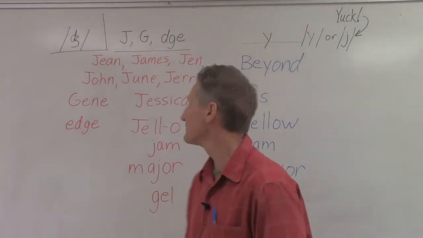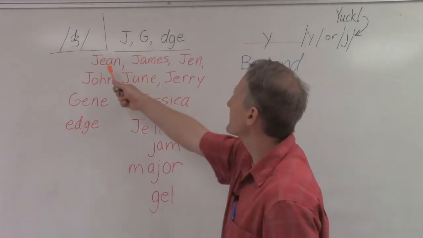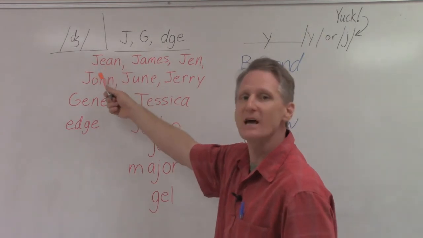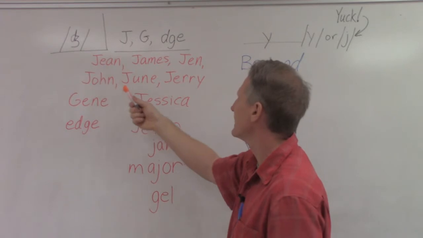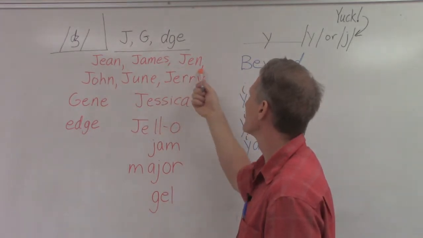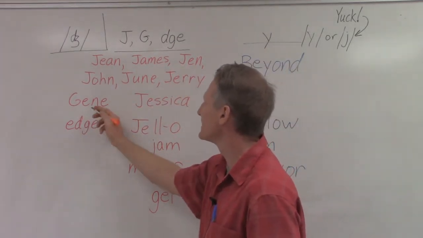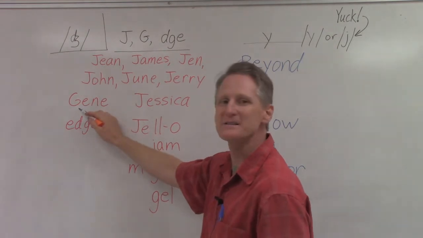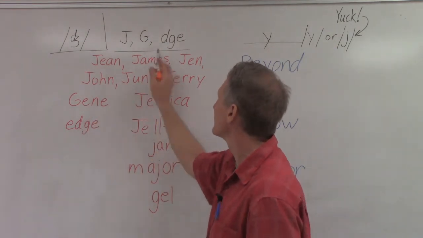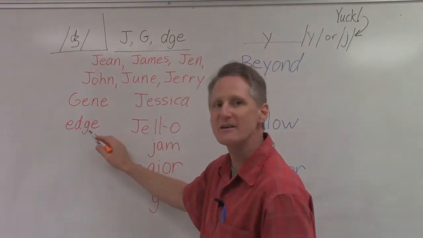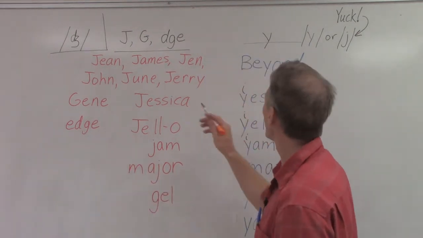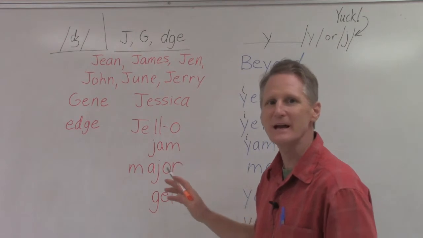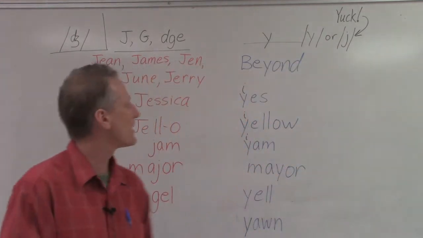Now we've got some others we'll look at. There are many common names with this sound. Jean, James, Jen, John, June, Jerry, from Jennifer, right? Gene is also spelled this way. This is a man's name for Gene. And then we've got the DGE sometimes, edge, edge, judge. Okay? So let's pair these up a little bit and hear the differences when we pair them up.